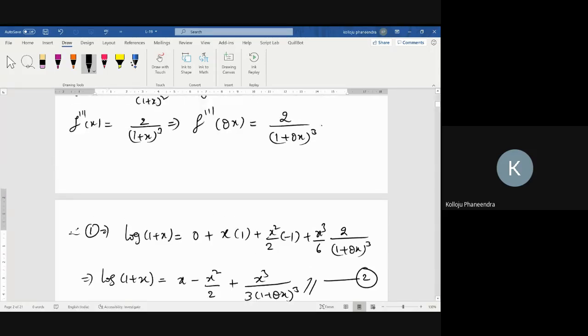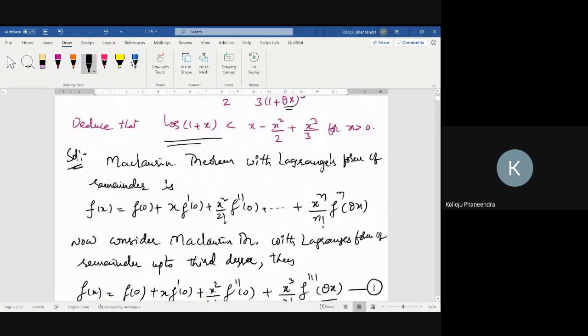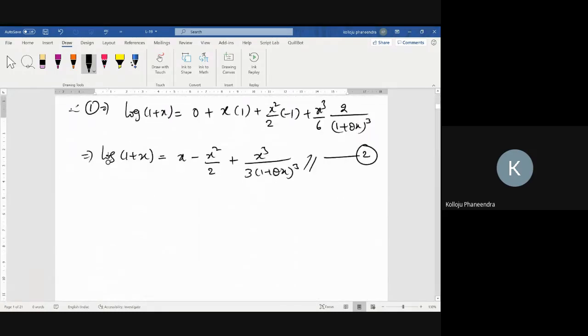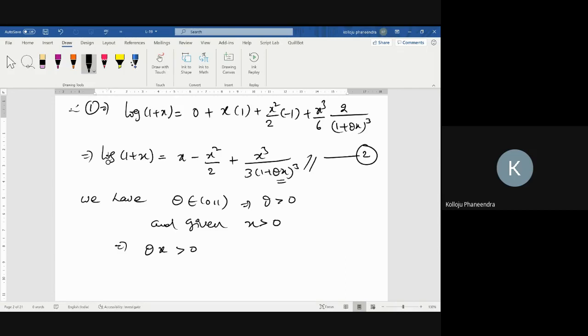Now what I have to prove is this inequality: log of 1 plus x is less than x minus x square by 2 plus x cube by 3. To get that, in Taylor's theorem, theta belongs to the open interval (0, 1), so theta is greater than 0. And given x is also greater than 0. This implies theta x is greater than 0.